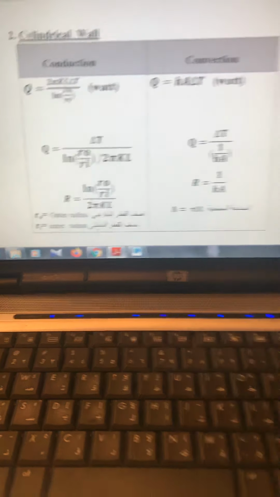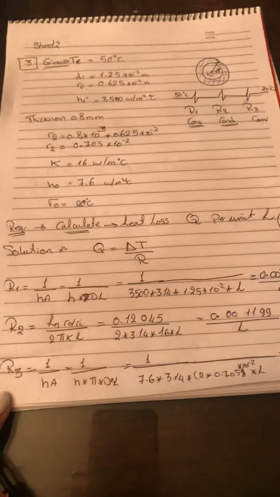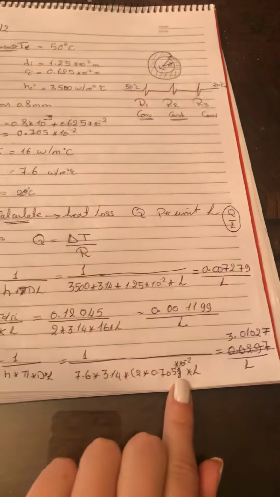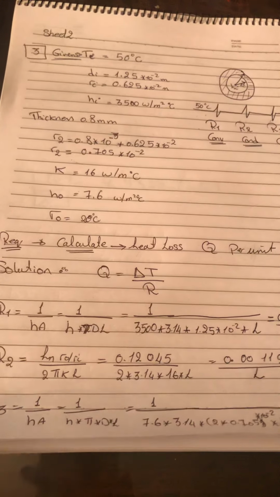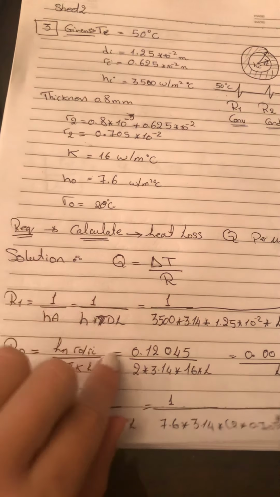While writing down the numbers, make sure you didn't forget anything. For example, I forgot here the 10 power negative 2 and I recalculated everything. Make sure to revise every parameter.